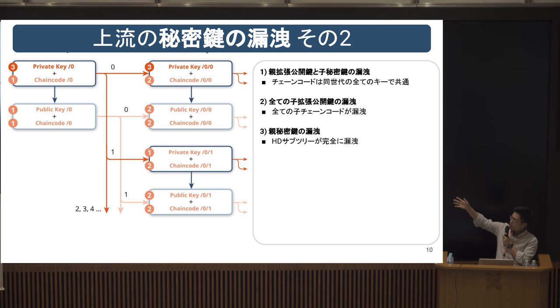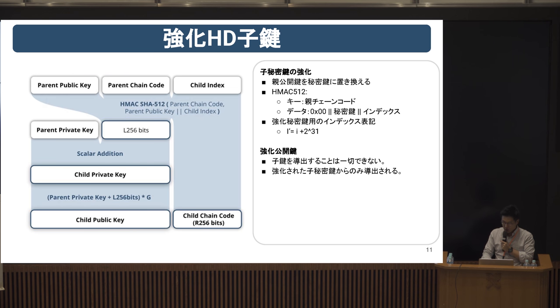So imagine the top left were, let's say, the master keys. If the master keys are exposed in that way, then obviously my entire wallet has just been exposed. So that's really bad. Fortunately, there's a way to limit that, and we do that via hardened HD children. Okay, so what we have here is the same derivation schematic we saw before.